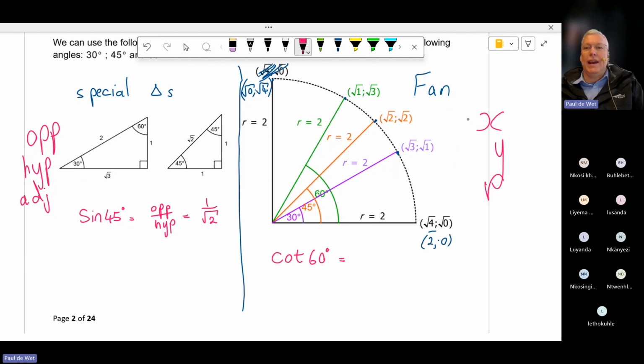Okay, so I'm working here. I actually want it in x, y, and r. You are right. It is adjacent over opposite. It's also x over y.